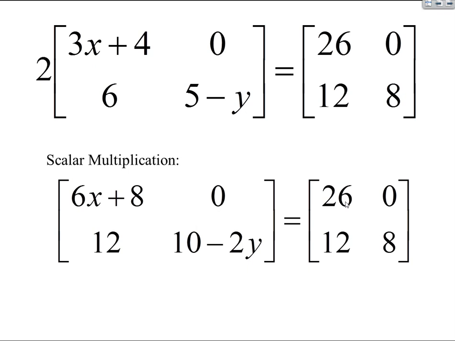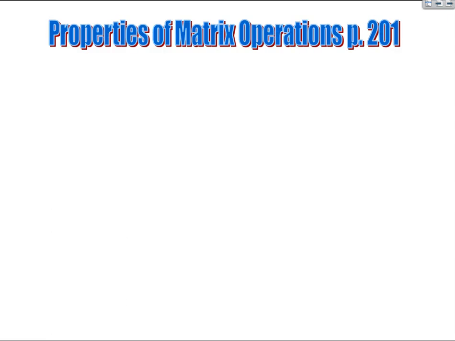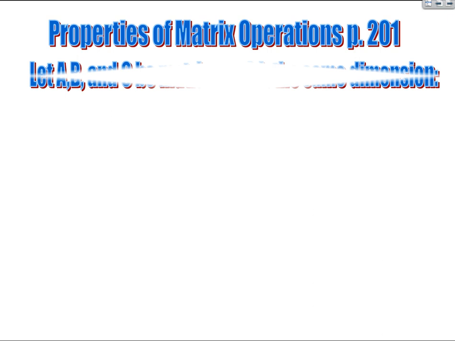Yeah, good. I'll just set the corresponding elements equal to each other, right? So row 1, column 1 elements have to be equal. So I get the individual equations: 6x plus 8 equals 26, and 10 minus 2y equals 8. And those are pretty easy equations to solve, right? So that's how I could actually solve that matrix equation for the individual variables. Okay? All right. So, properties of matrix operations.